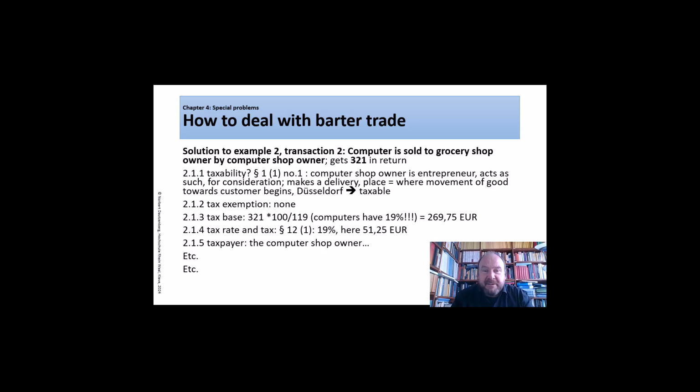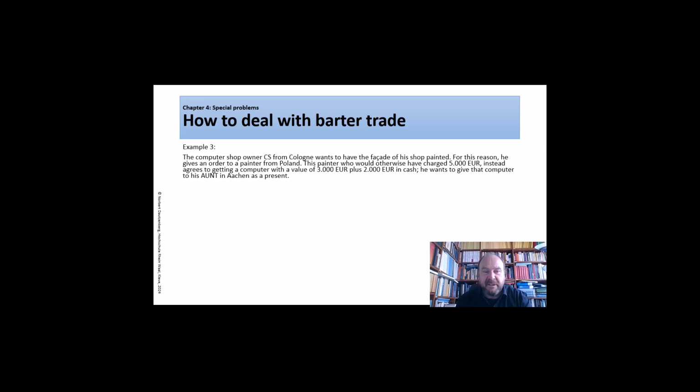Transaction number 2, the computer is sold and the seller gets 321 in return. Taxability, yes. Tax base is now 321. The computer is sold, so the VAT amount is 19 out of 119, because if 321 is a gross price, then it contains 19% out of 119% VAT, and only the remaining amount is the net amount. So here we end up with 51.25 VAT on the sale of the computer. Everything automatically works fine if you split up the sketch into different transactions and treat them completely differently. Nothing can go wrong anymore.